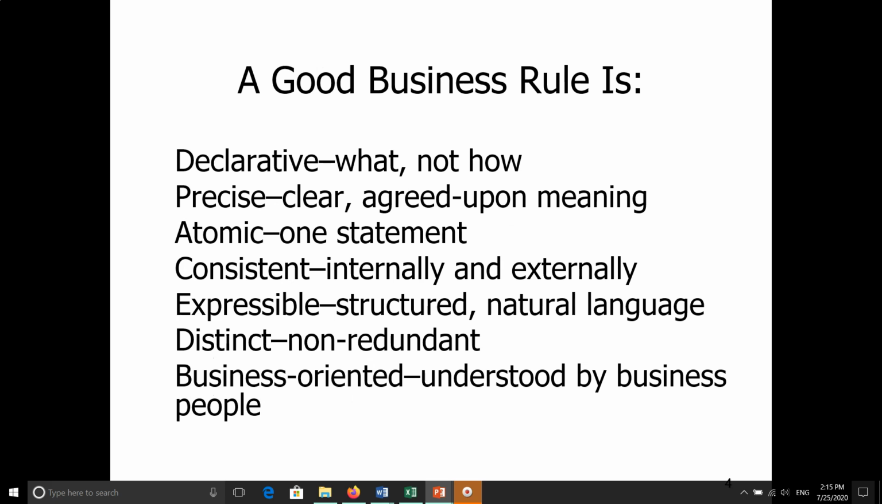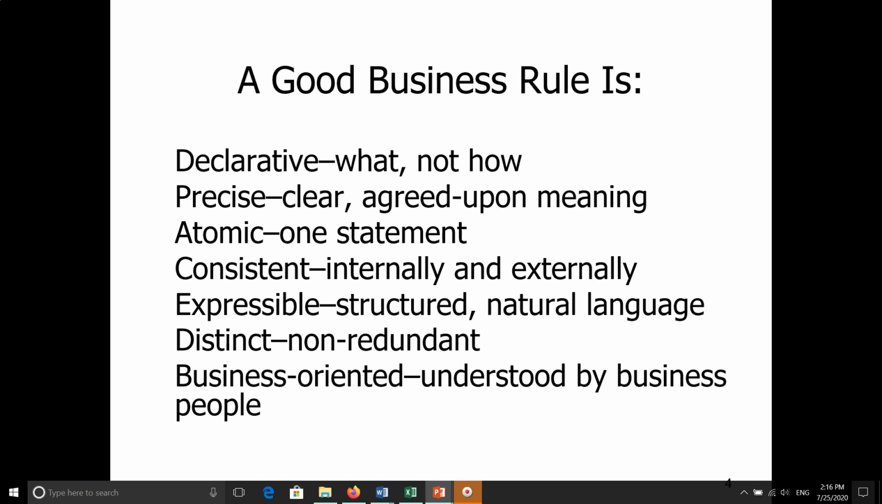So once you identify these business rules, you need to somehow state these business rules. So what are some of the guidelines for stating business rules? Well, here we have a number of guidelines. First of all, a business rule needs to be declarative, which means it will declare what this business rule is, but it's not going to tell you how to enforce this business rule.